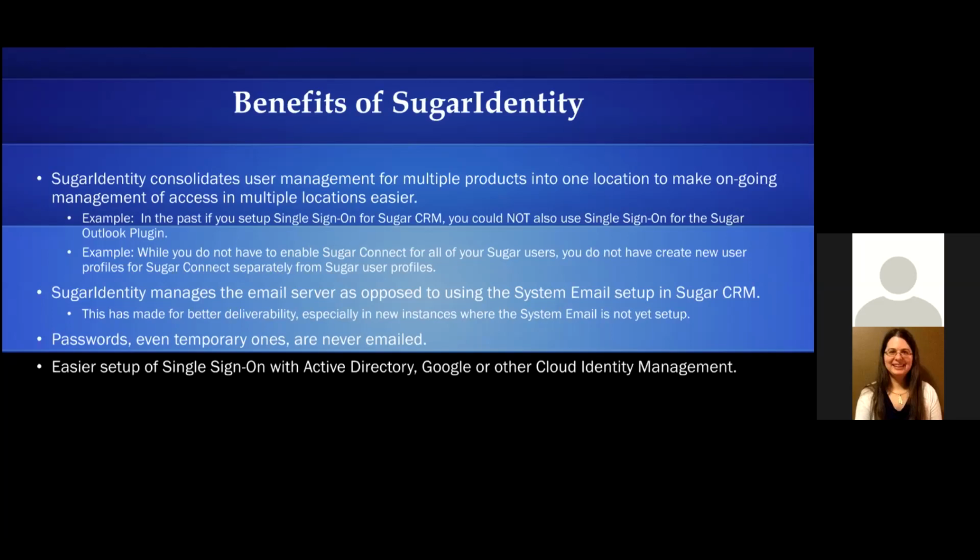Sugar Identity also has made password setup more secure by never emailing passwords, even temporary passwords. Emails now have a link to click on instead of a password to use. And Sugar Identity makes single sign-on setup much easier, as well as making it more powerful with the ability to connect with cloud identity tools like Okta.